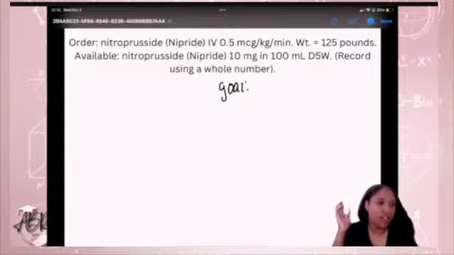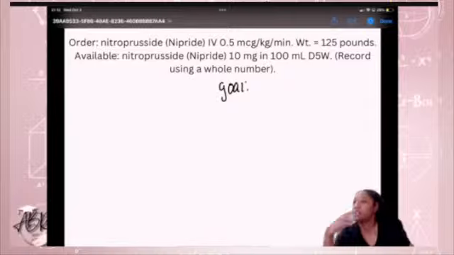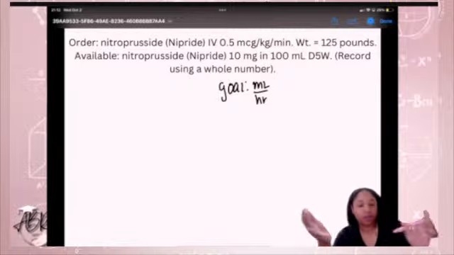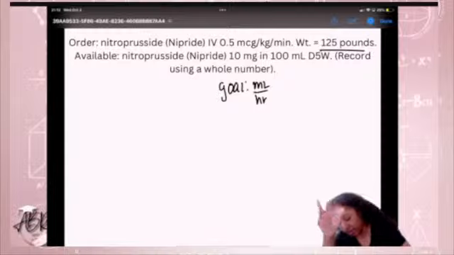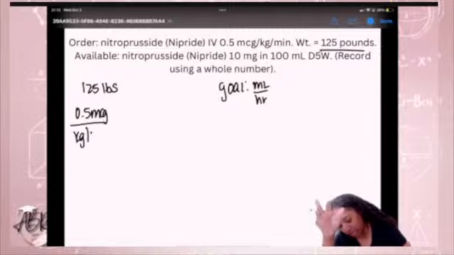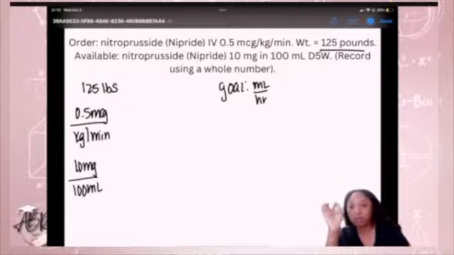Goal is microgram per kilogram per minute. Oh heck yeah, I can do one of those. Okay, so goal is milliliter per hour because we're trying to find out what to put the pump on. Remember PPP: your patient's weight, your prescription, and your product. The patient's weight is in pounds this time, 125 pounds, and we've got 0.5 mics per kg per minute, and then we've got 10 mgs in 100 mLs.